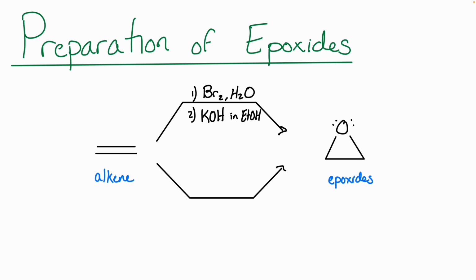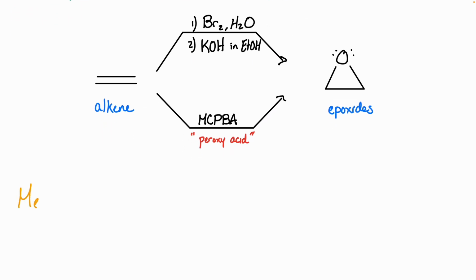Okay, or using what's called a peroxy acid, such as MCPBA. We'll talk a little bit more about what that peroxy acid is in a minute. All right, so for this first method here, we're going to discuss in a little bit more detail. We'll actually have a mechanism for that method.